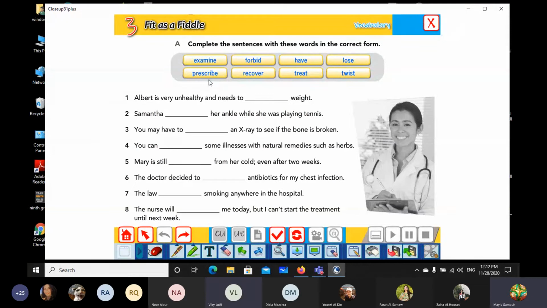Okay, what about prescribe? وصفة. وصفة طبية. Yes, but here it is a verb. So, هنا إيش يوصف, right? Yes. What about recover? يتعافى or يتشافى. Yes, treat. يعالج. And what about a twist? التواء. Thank you. So now we know the meaning of our words.